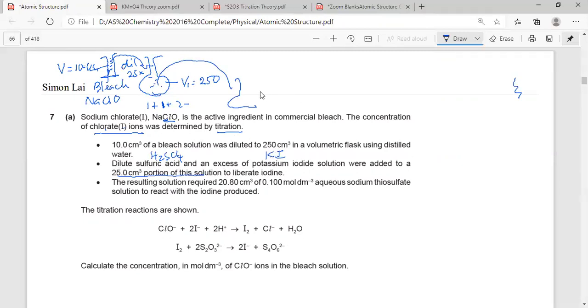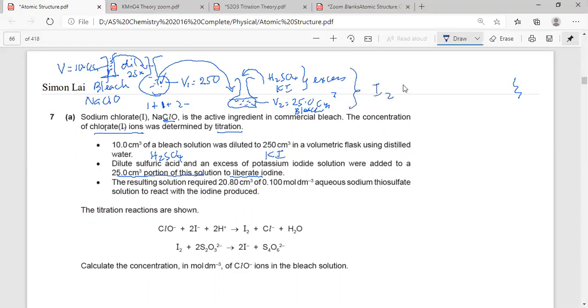Okay, you take out from me how much? 25. Okay, put on here V2. 25.0 cm cube of this same solution of your bleach, of course diluted up, right? And you put what inside here? You put 2 things here: H2SO4 in excess, plus your KI. These 2 are in excess, and they will liberate iodine.